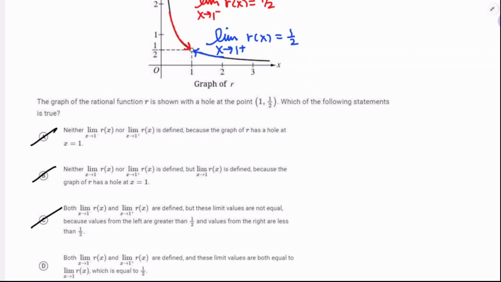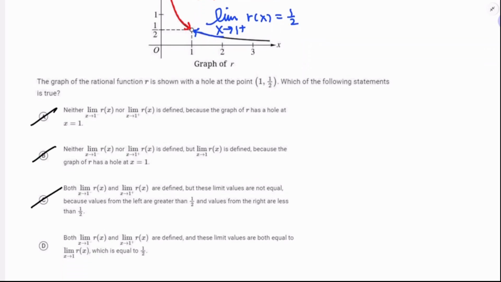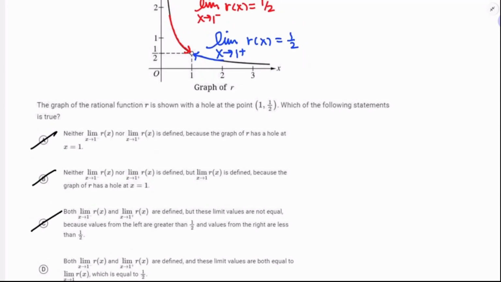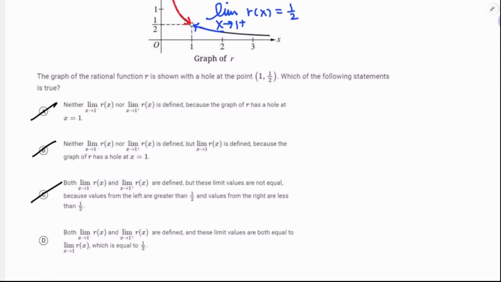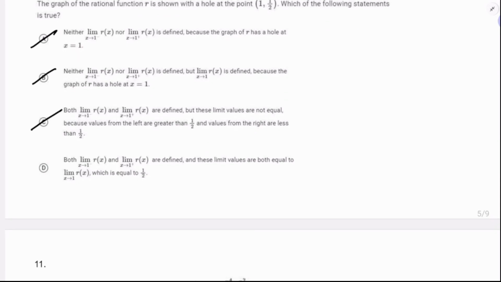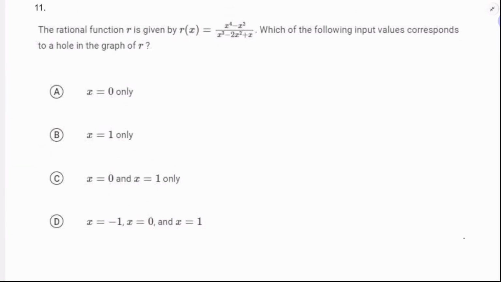These limit values are both equal to the limit of r of x as x approaches 1, which is equal to 1/2. The fact that the two one-sided limits exist and agree, that's the definition of a limit existing. I personally feel like that's more AP Calculus than AP Pre-Cal, so I'm just going to ignore that.